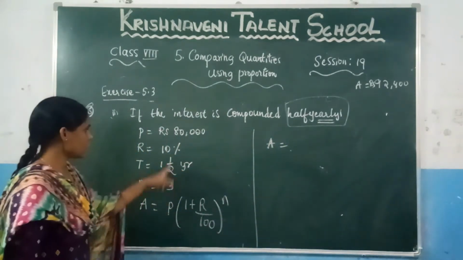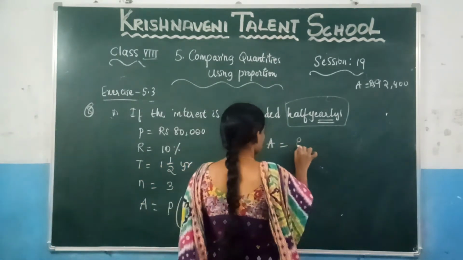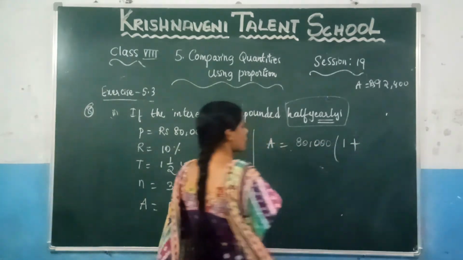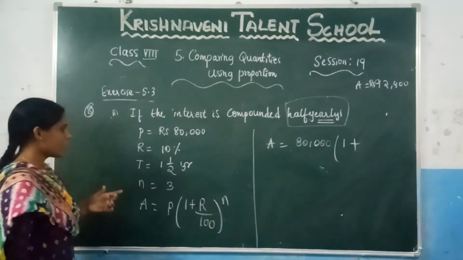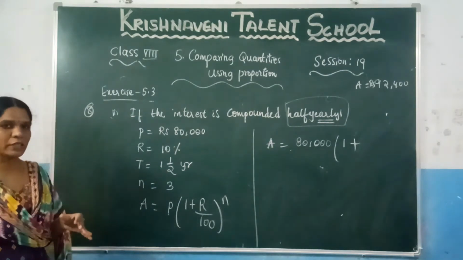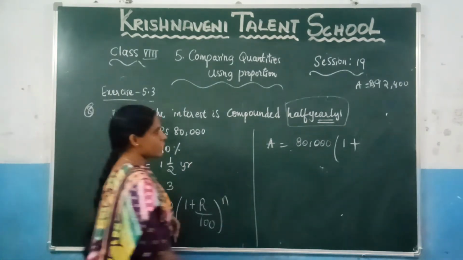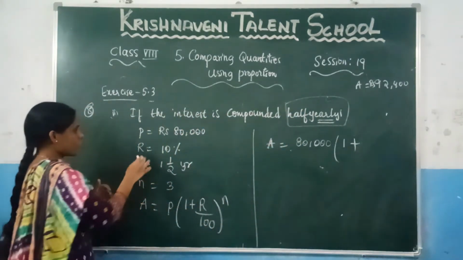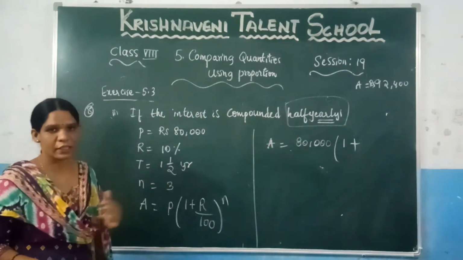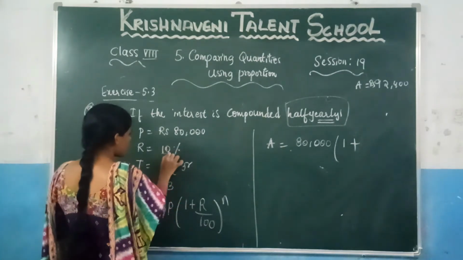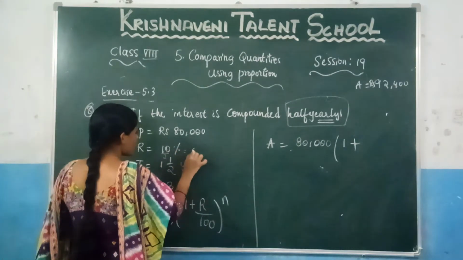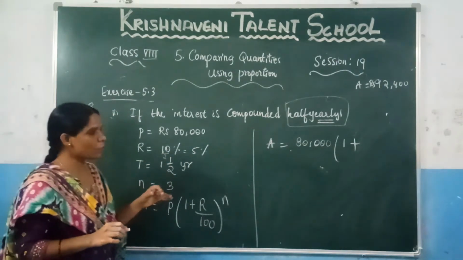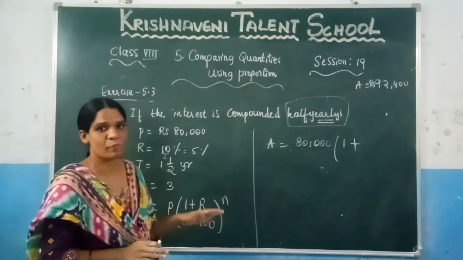So what is the principal here? 80,000 into 1 plus R by 100. Now here in this R also you need to calculate, since we are calculating the compound interest half yearly, so you need to take here half of the rate, which is nothing but 10 by 2, which gives you here 5%. Understood? Since we are talking about half yearly, you need to take the half part.